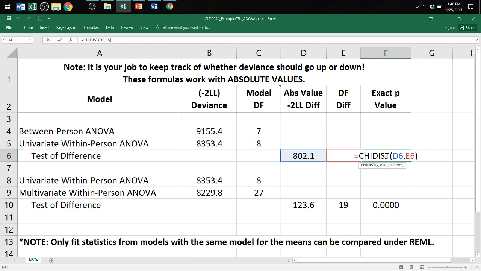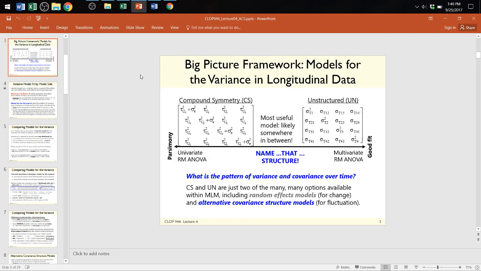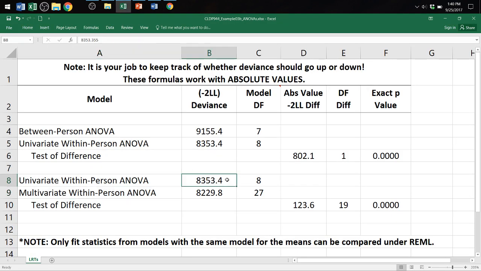So that is where most of my examples, I either have an Excel spreadsheet or I had one at one point in time to do that. Likewise, to compare the two ANOVA models, so what I've been talking about here, compound symmetry versus unstructured, I take the univariate -2 log likelihood, same number here, just repeated for convenience. The same -2 log likelihood now from the multivariate model, the difference in the number of parameters, and then that difference is 123. So this is a fairly general procedure that works for a lot of different types of models.